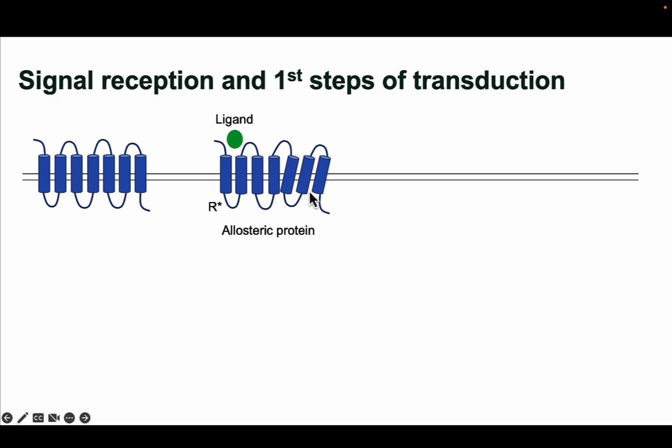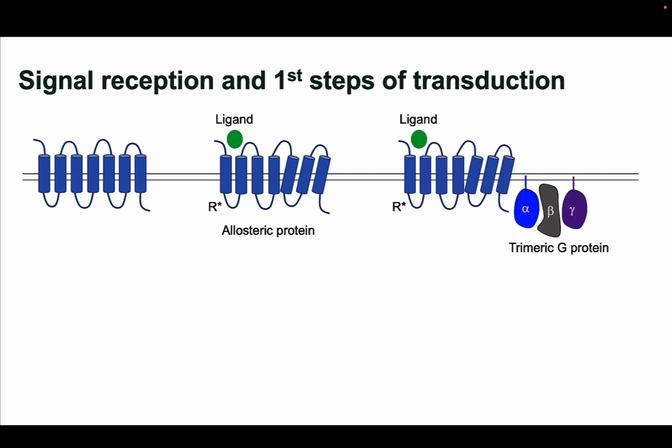Now this is going to transduce a signal, okay? And the signal it transduces is part of its name. So G protein coupled receptor. So it's actually coupled to a G protein. And the G protein that it's coupled to is actually a trimeric G protein. So there's 3 parts of this protein. There's this alpha, beta, and gamma subunit. So that's why it's called trimeric, okay? So just to review, we have our G protein coupled receptor. When the ligand binds, it changes shape, and then it's coupled to a trimeric G protein.